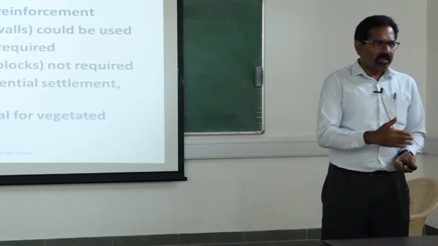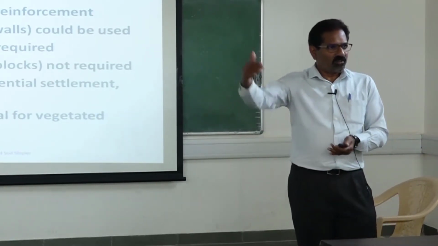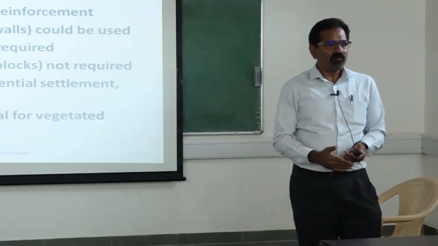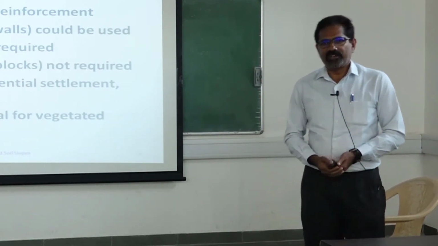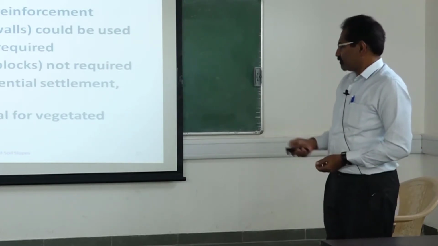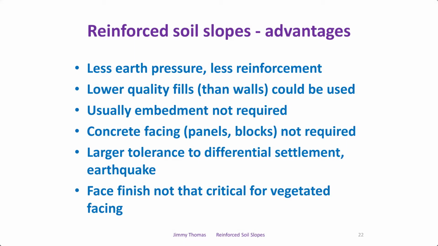So for the wall, we may have to bring the soil from a large distance, or we may have to use sand. Whereas for a slope, we can use the locally available soil, which makes it much cheaper. Then embedment: yesterday we saw that for the reinforced soil wall, we require some embedment below the ground level. In the case of a slope, it's not mandatory. Sometimes, if it is required, we have to provide it, but it's not mandatory.